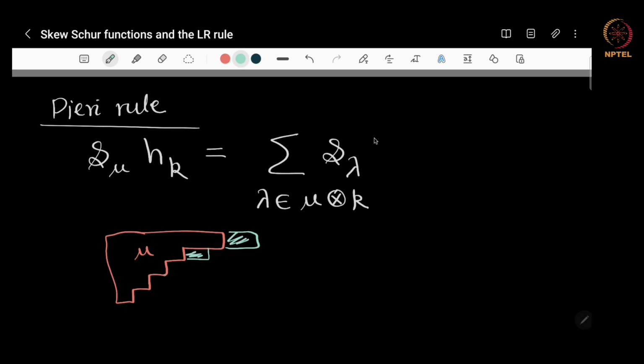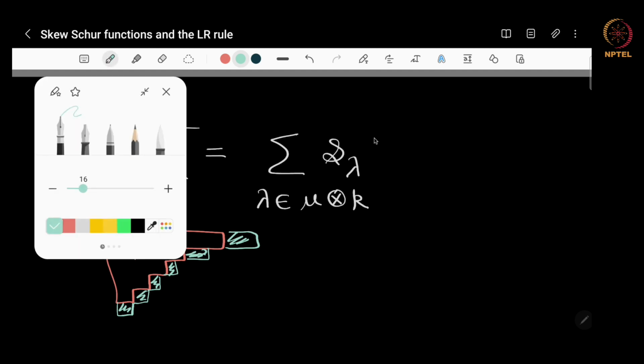So I can attach what we call the horizontal strip. I can attach boxes like this, but they can't be one below the other in the same column. The total number of blue boxes that I have attached should be k. All such diagrams that I can generate from the diagram of mu by attaching k boxes, no two of which are in the same column, that set is what I am calling mu tensor k.